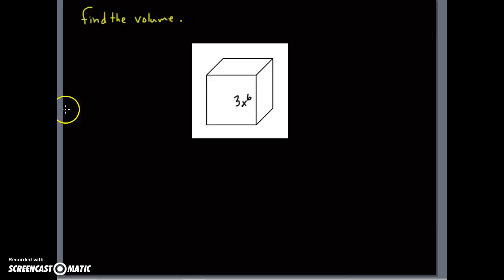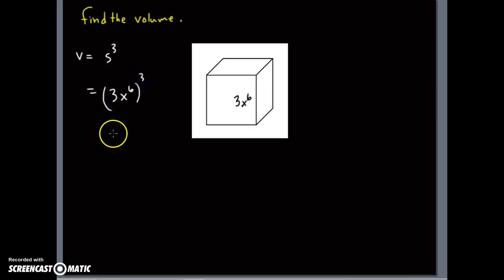Last example for today, it says find the volume, and this figure right here is a cube. So the volume for a cube is one side cubed. So obviously it gives us one of the sides. We know that cubes have equal sides. So we're going to input that into the formula. So we've got our volume here equals 3x to the 6th power, all taken to the 3rd power.